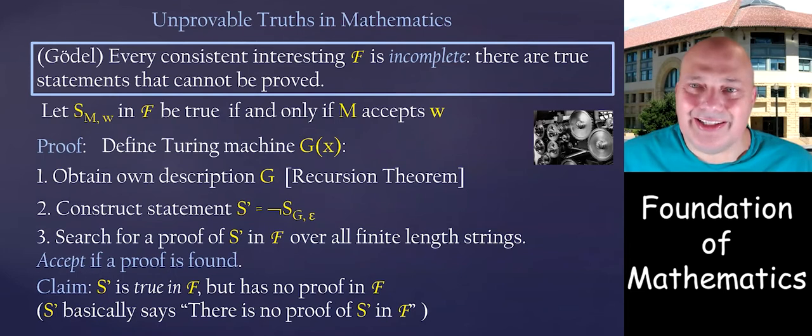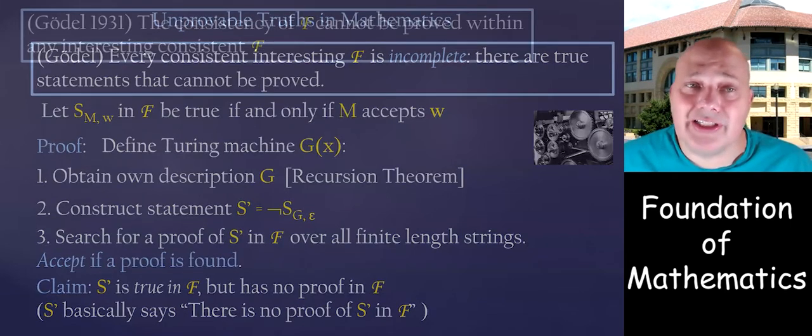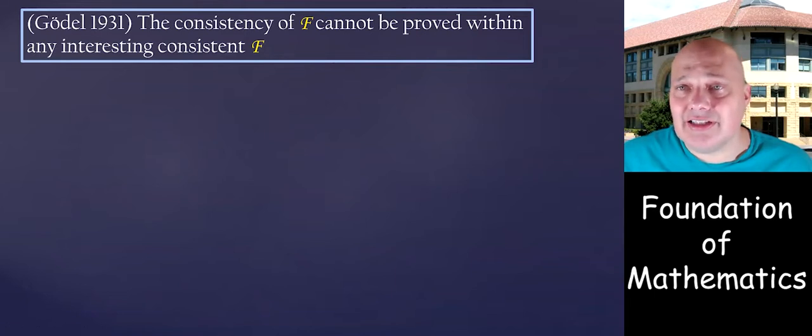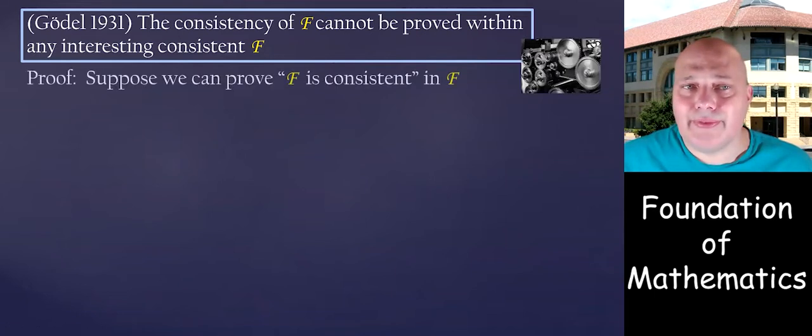The next one will be a little bit more confusing, so be ready. So the next one is that the consistency of F cannot be proved within any interesting consistent F. So if F is consistent and interesting, then its consistency by itself cannot be proved. So suppose we can prove, for the sake of contradiction, suppose that we can prove that F is consistent in F.